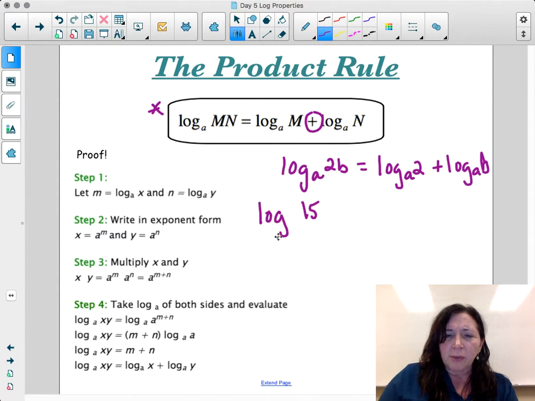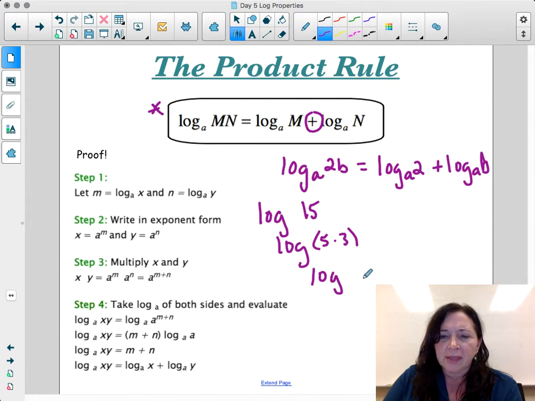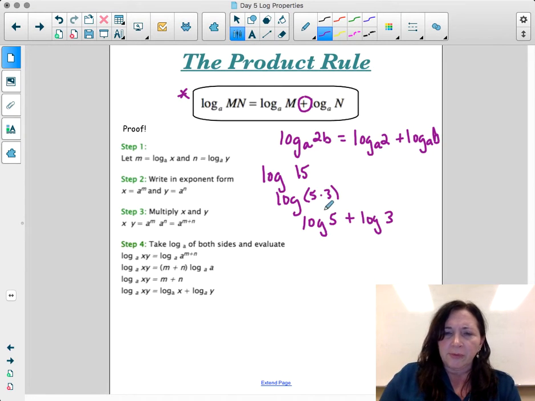Well, one way I could rewrite that is log base 10 of 5 times 3, right? How could I rewrite that one more time? Well, I could say that that's log base 10 of 5 plus log base 10 of 3. And most of the time, you're going to want to prove that. So you're going to want to find out, well, what is log base 10 of 15? That's going to be a value. You can type that in your calculator.